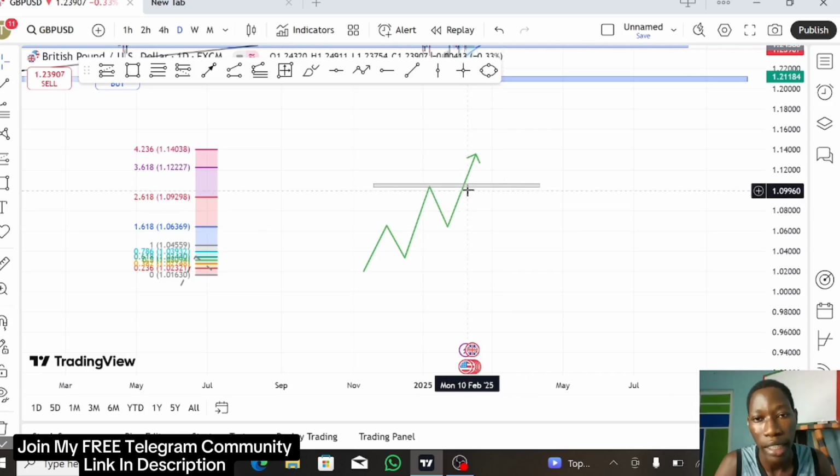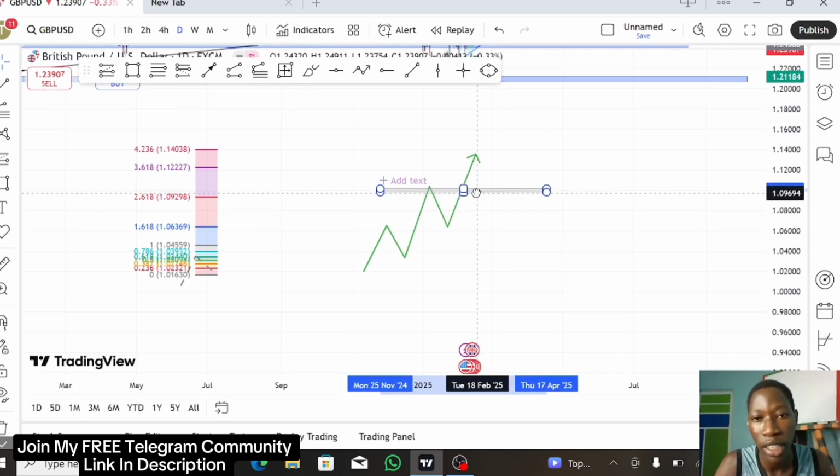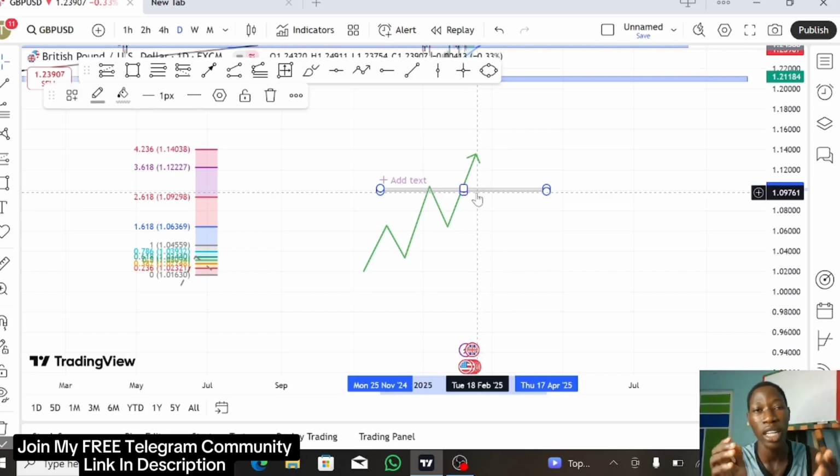ABCD pattern, it is the same thing as Elliott wave pattern. And now you must understand that these things, you don't just use them alone in your trading. You use them in combination with other things. It is part of confluences in trading.